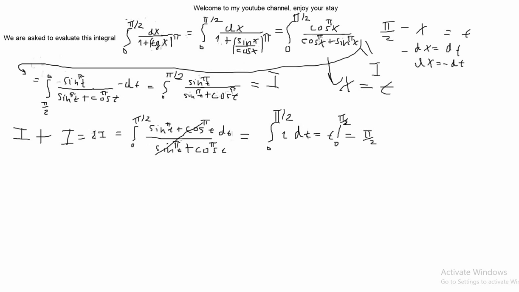But this isn't the answer. We have 2I equals pi over 2, and we need to solve for I. When we divide both sides by 2, we get I equals pi over 4. And this is our answer.